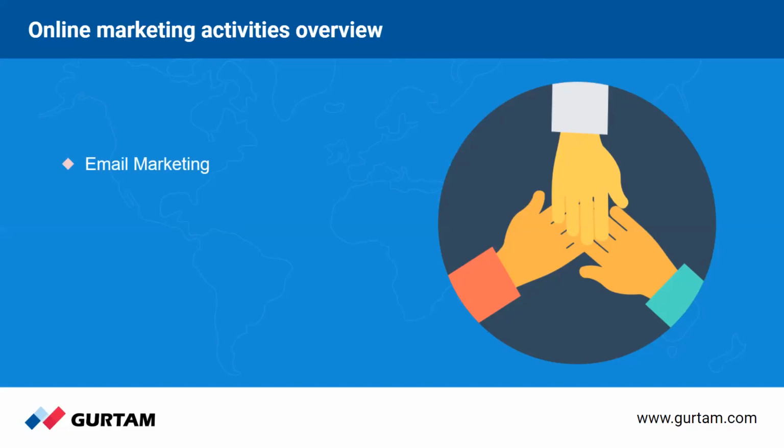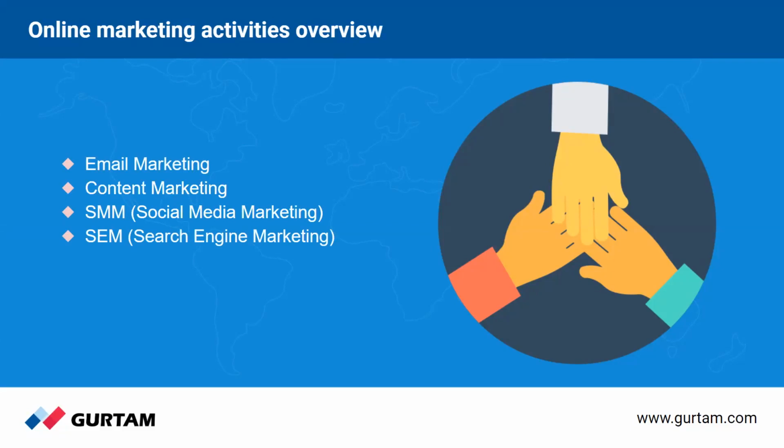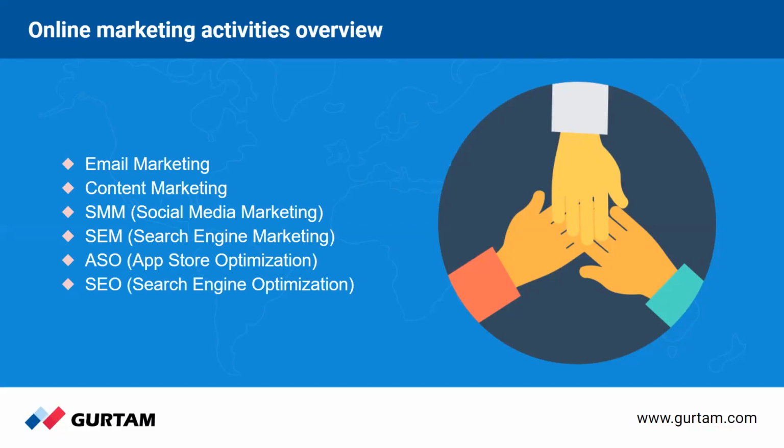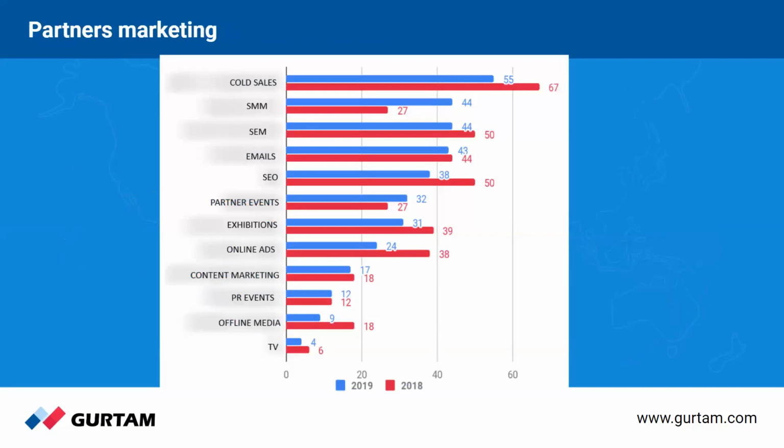They are email marketing, content marketing, social media marketing, SEM, search engine marketing, or PPC, ASO, App Store optimization, SEO, search engine optimization. Before we start, we'll have a brief look at the results of our partners marketing survey. As you can see, almost all Gurtam partners that took part in our survey are using almost all digital marketing channels through the years. These are results of the survey from 2018 to 2019.